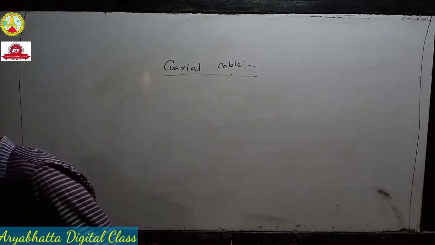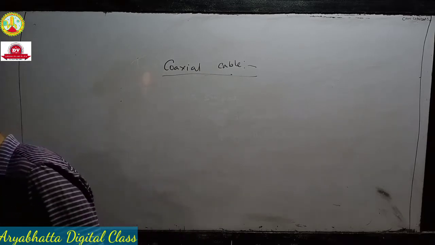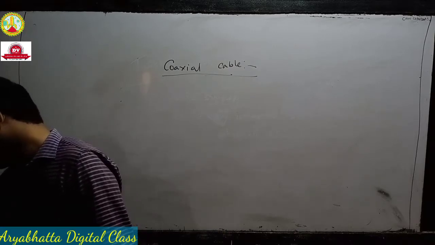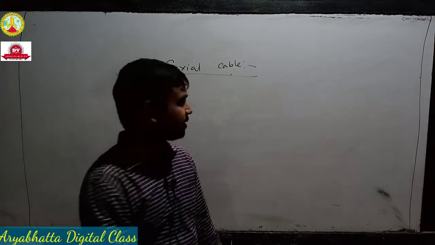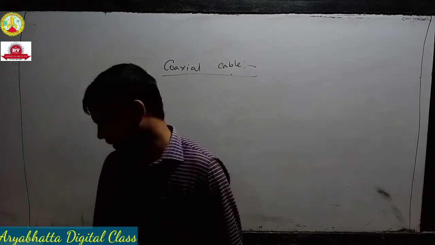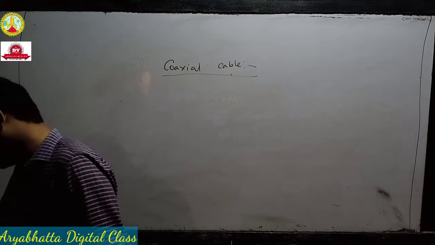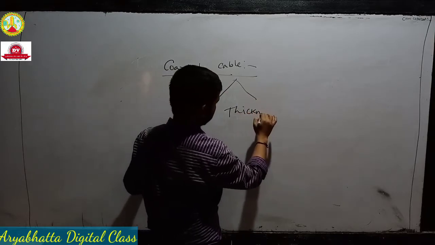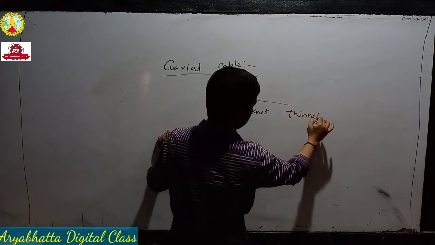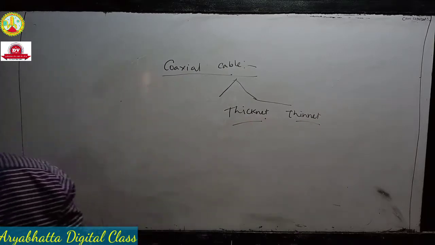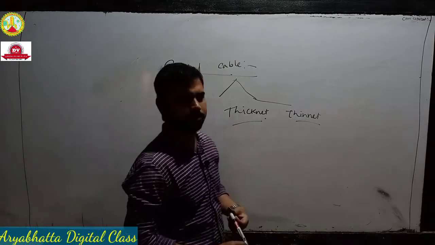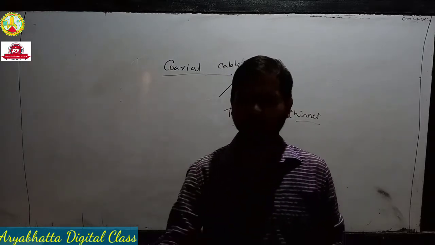The advantage is that the data transmission characteristics of coaxial cable are considerably better than twisted pair cable, with high bandwidth. A disadvantage is that it is more expensive than twisted pair cable. Also, the two types of coaxial cable are thick net and thin net. That is an important topic. The thick net and thin net have some unique characteristics. You just read it.